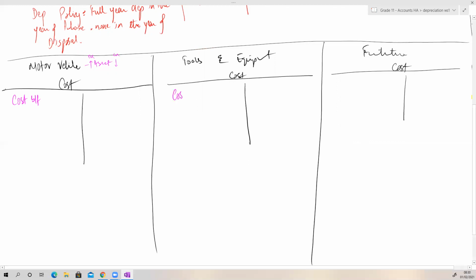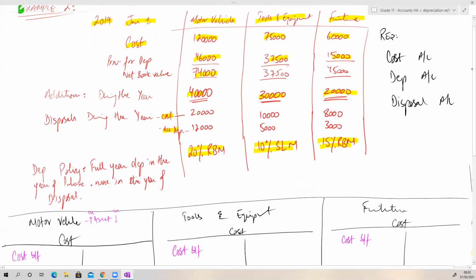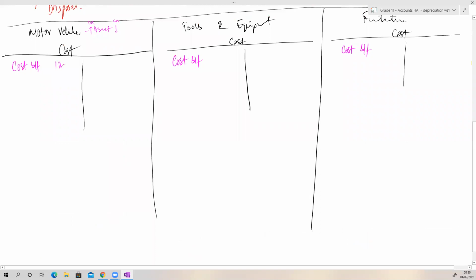So यहाँ भी cost brought forward, cost brought forward. ठीक है जी. Which is 120, 75 and 60. ठीक है जी. 75 and 60.